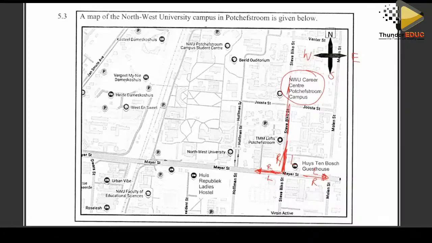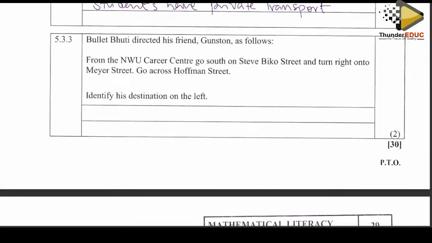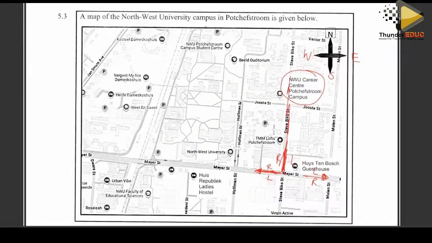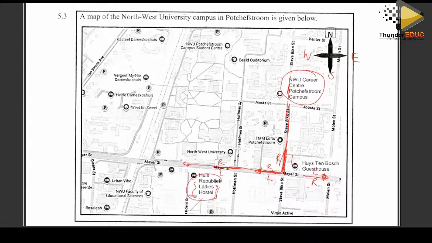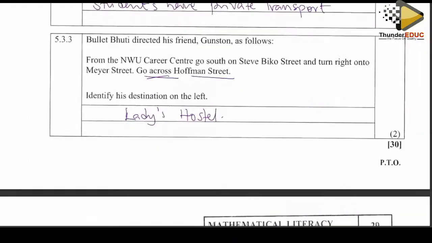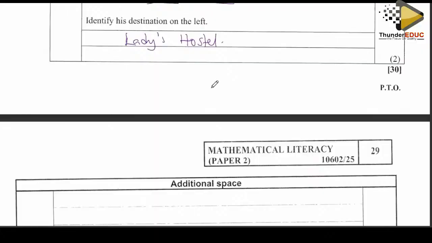They say go across Hoffman Street, that means you come and cross through this. And remember, this is right and this is left. So they're telling you the destination will be on the left. What is it? The ladies' hostel, as we've seen it. The ladies' hostel, this one here. And this brings us to the end of our question paper.